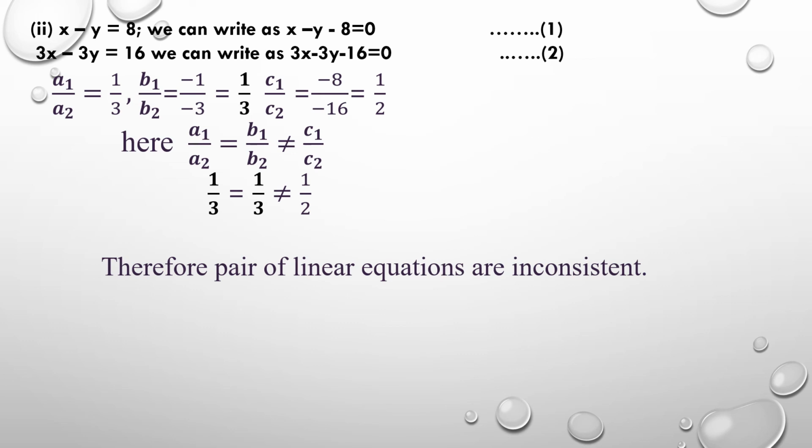Now after finding the ratios, here we compare these ratios with each other. So the ratio of a1 by a2 is equal to b1 by b2, but both ratios are not equal to c1 by c2. When this condition exists, it means that the given pair of linear equations in two variables has no solution, and when there is no solution, we can say directly that the given pair of linear equations is inconsistent.